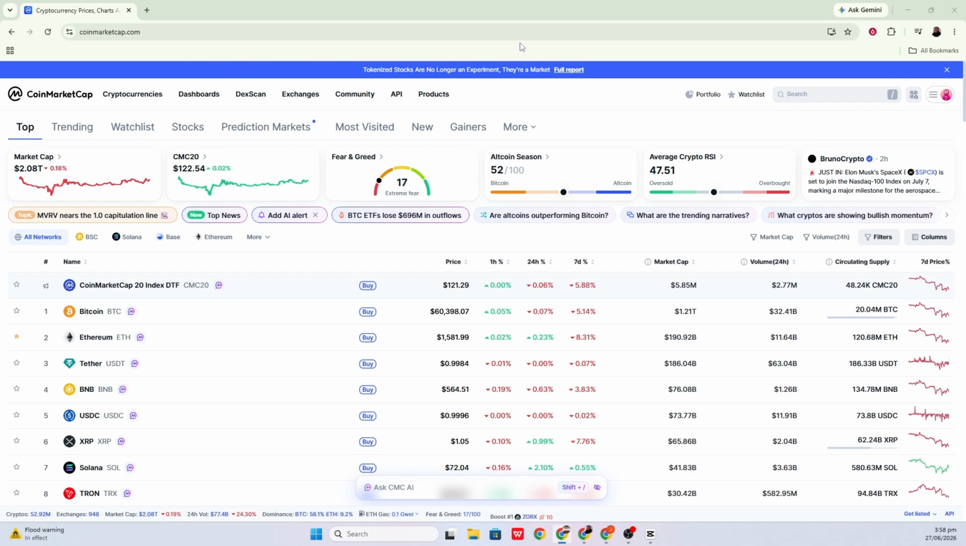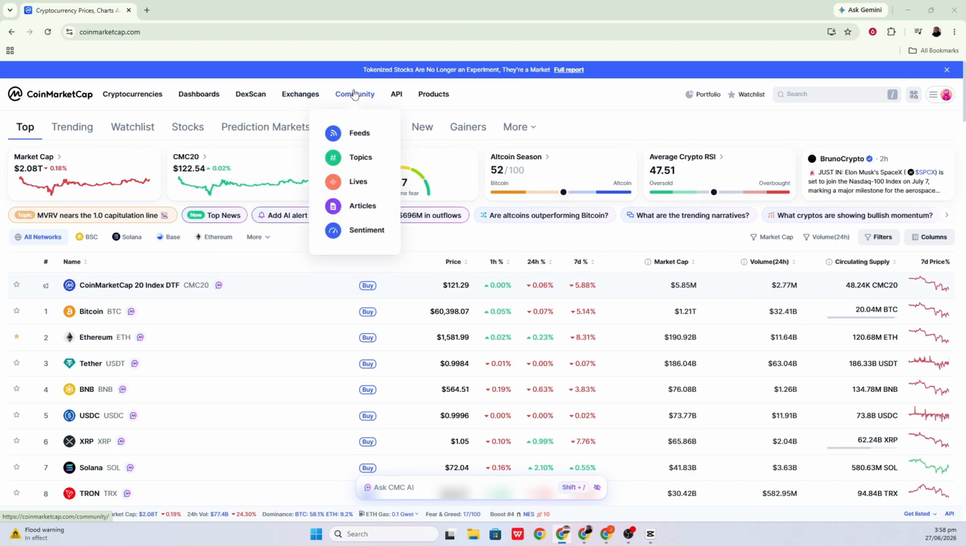Go to CoinMarketCap and look at the very top header bar above the main menu. Find the metric labeled Dominance or BTC-ETH. Locate the percentage shown next to BTC. This percentage represents Bitcoin's current market share relative to the entire cryptocurrency market capitalization.